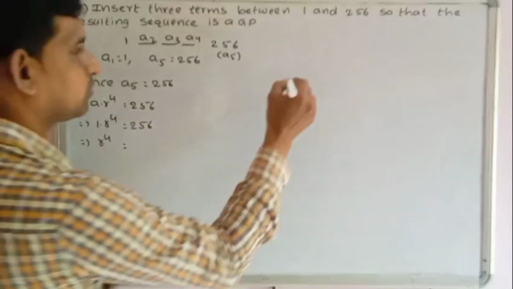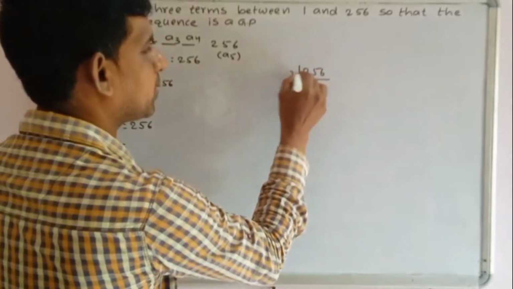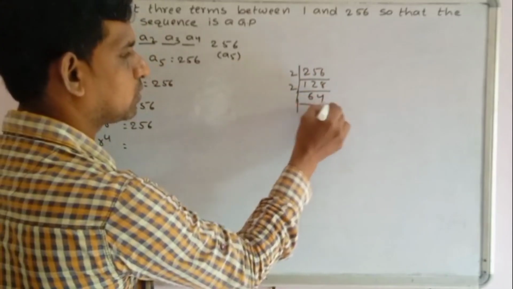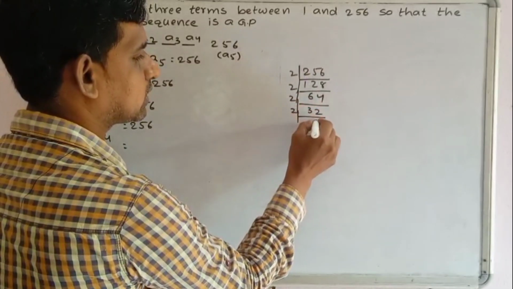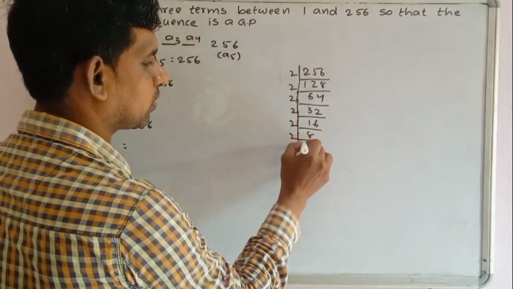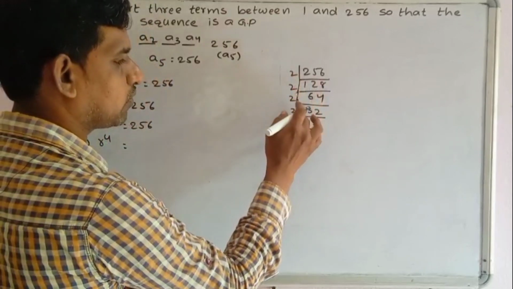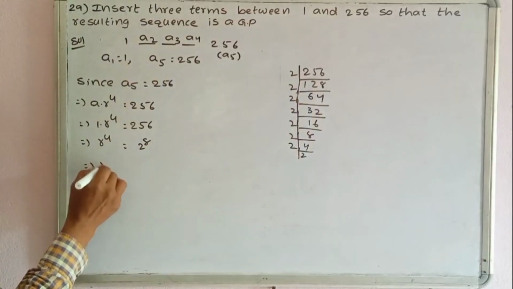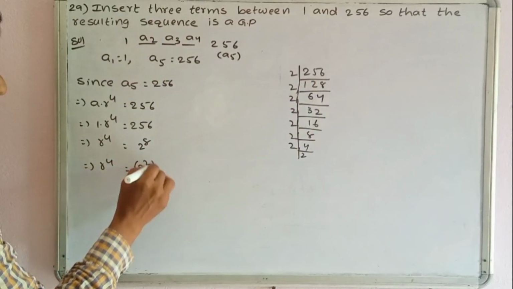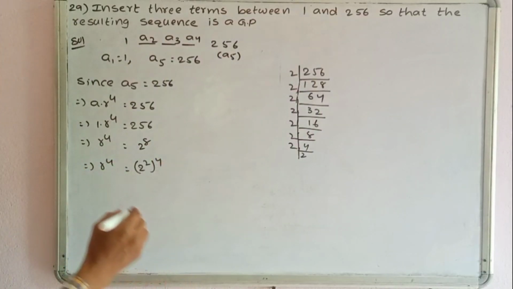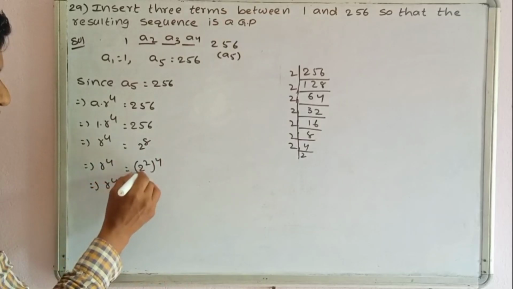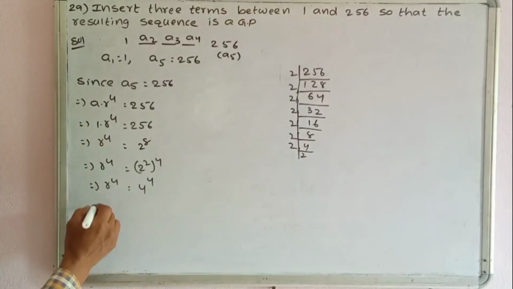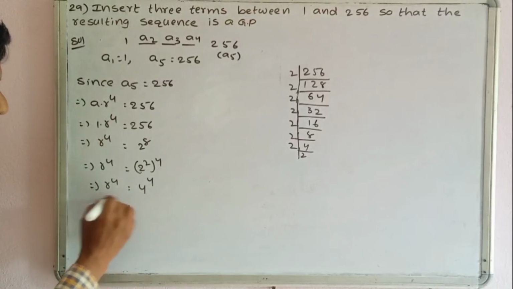256 can be written as, see, 256: 2, how many times? 2 times 128, 2 times 64, 2 times 32, 2 times 16, 2 times 8, 2 times 4, 2 times 2. 1, 2, 3, 4, 5, 6, 7, 8. 2 power 8. So r power 4 equals 2 power 8, which can be written as (2 square) whole power 4. So r power 4 equals (2 square) power 4, that is 4 power 4. This is of the form a power m equals b power m. So r equals 4. Therefore the value of r is 4.